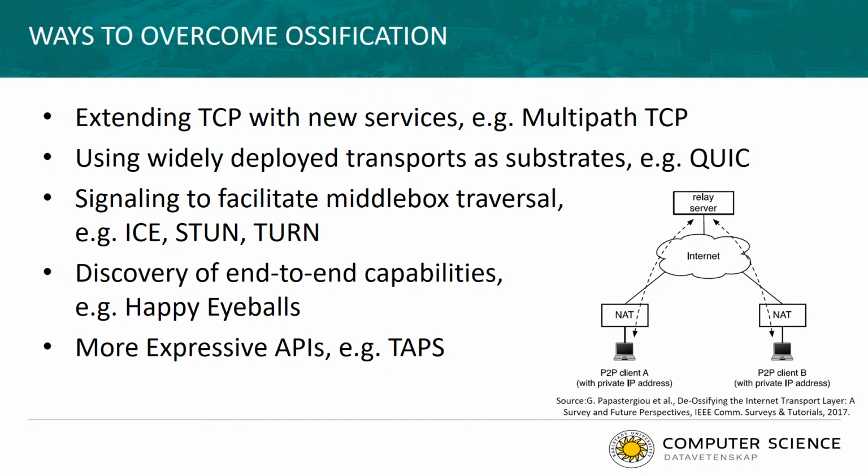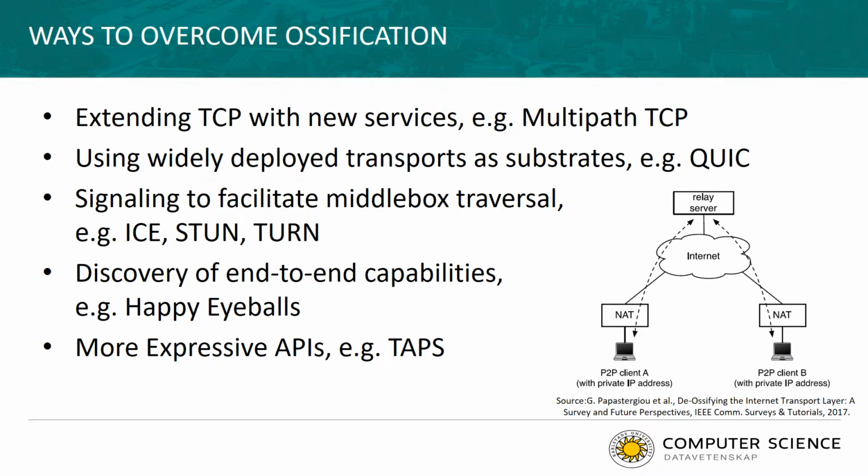If we are trying to communicate between two peers in the network, it is, as I mentioned, difficult to set up that connection due to the presence of network address translators and firewalls. So in order to support such communication, we have several techniques that have been developed that are providing signaling to try and facilitate the traversal of such middle boxes. So here we, for instance, have the ICE, STUN, and TURN protocols that have been used for peer-to-peer media communication.